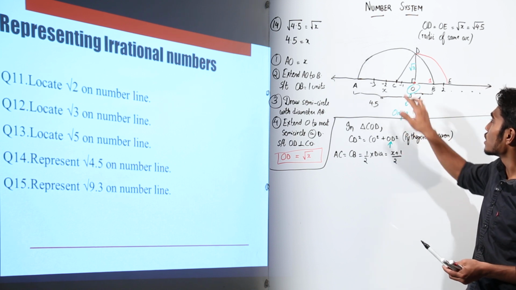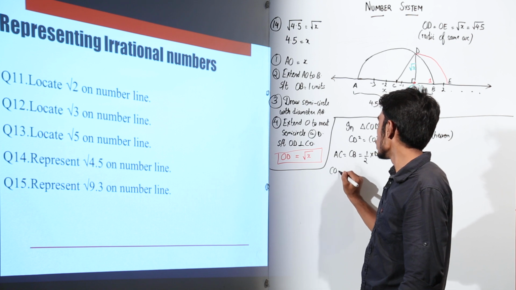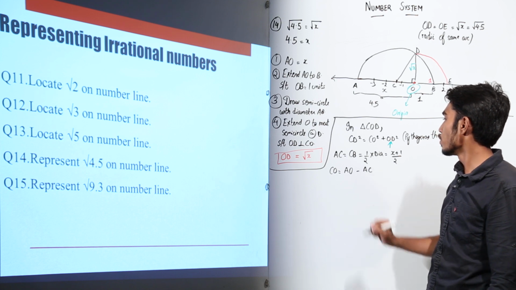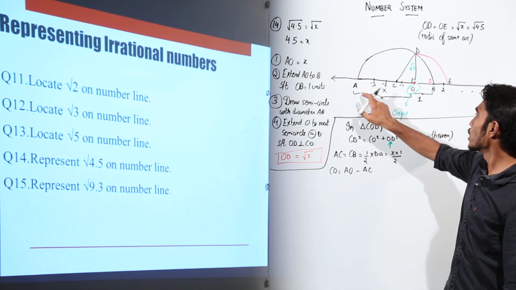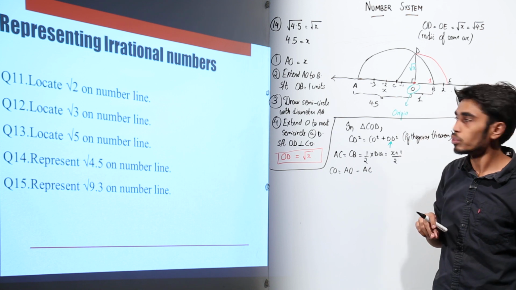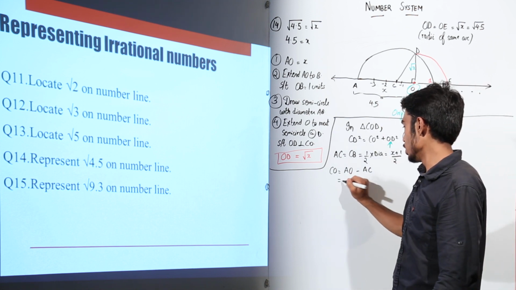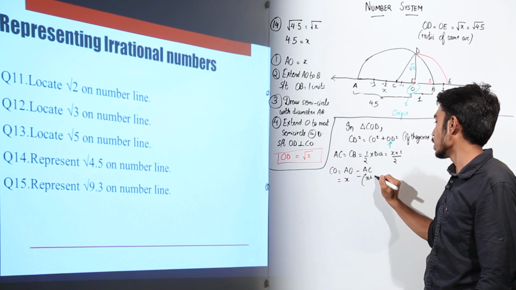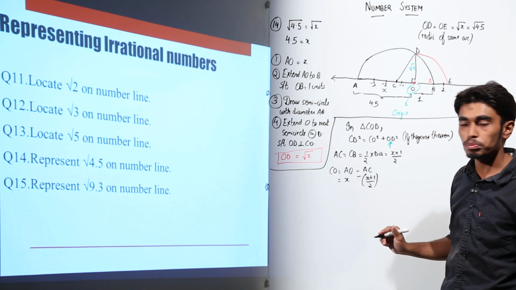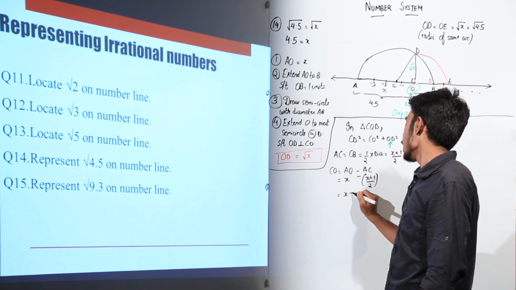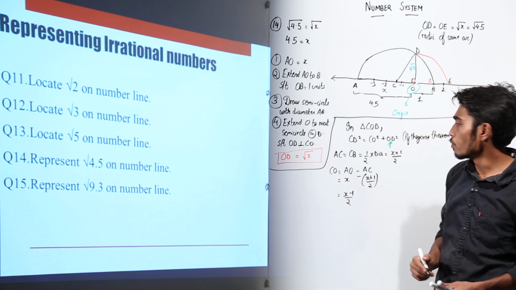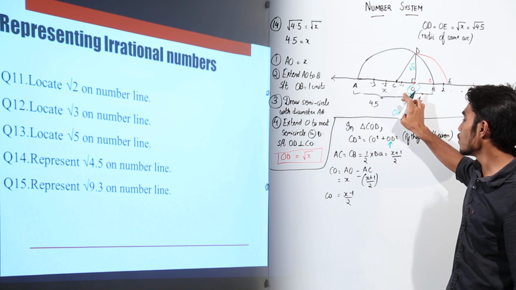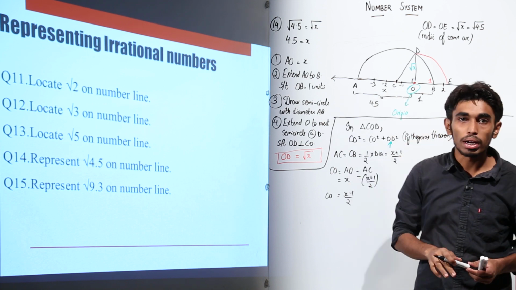Similarly, I can say that the length CO is equal to AO minus AC, right? AO minus AC will always give CO. We know AO is equal to x, and AC is equal to x plus 1 by 2. So x minus x plus 1 by 2 will yield x minus 1 by 2, right? So we have CO as x minus 1 by 2. Similarly, we have AC as x plus 1 by 2.